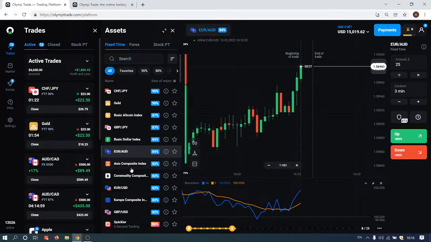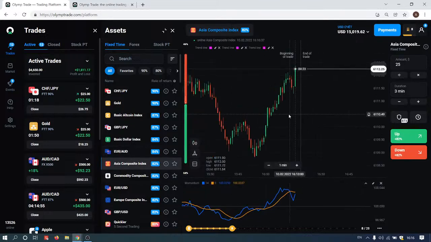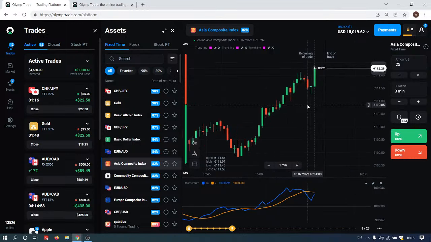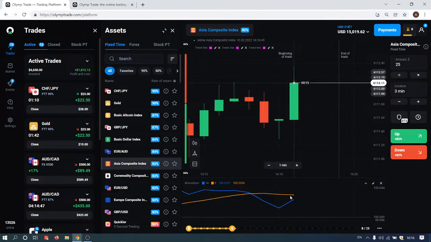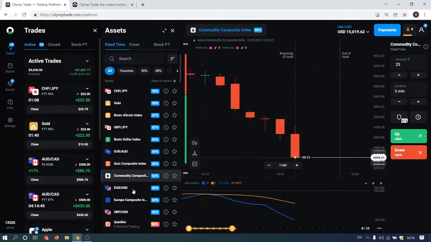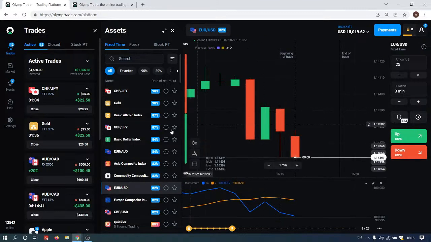So what will be my next trade? Maybe, yeah, I would say maybe Asia Composite Index, because look, we are about to see this cross here. Europe Composite, Euro USD.